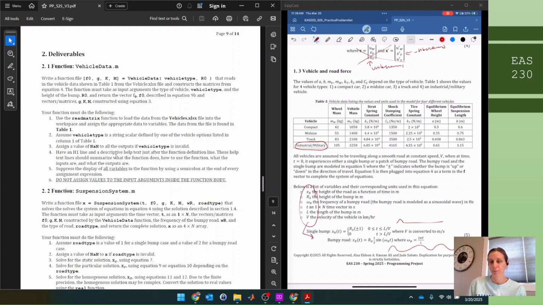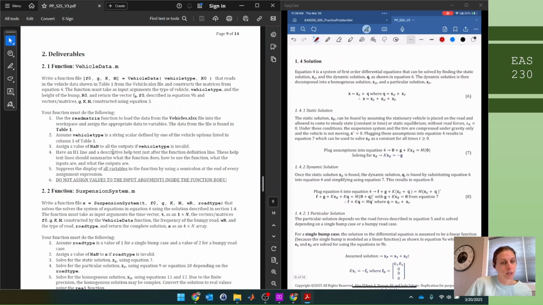If there's a single bump, L is the length of the bump for the single bump. L here is the length of the period of the sine wave, or the length of a single bump. But that's what L is. V is velocity of vehicle, etc. Okay, so you'll see these equations later on.